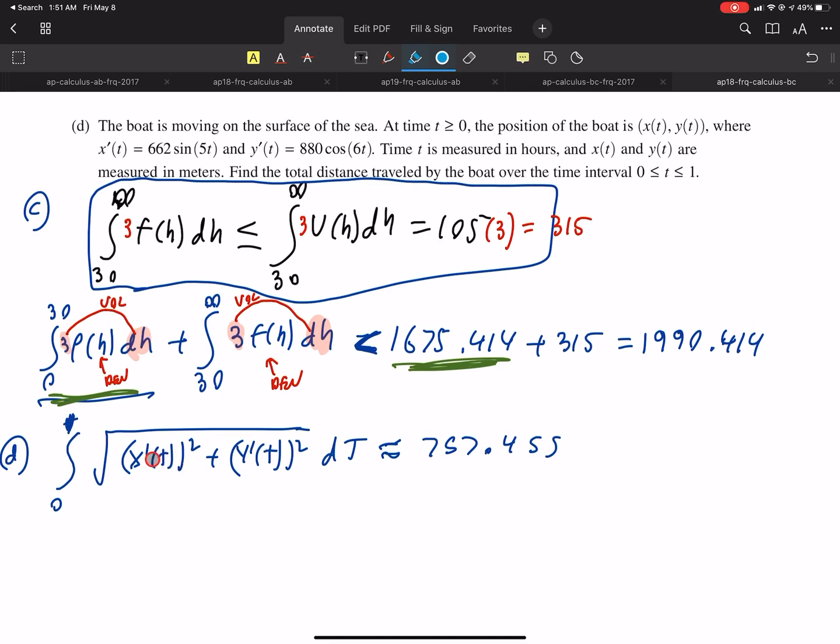Well, x prime is given, I put that in my calculator. Y prime is given, I put that in my calculator. And you just pop this in your calculator, you get the answer, you're done. Now, the scoring guideline actually summarizes it and says the total distance traveled by the boat over the time period from 0 to 1 is, and they give the answer in meters. Now, traditionally, in previous ones, they didn't have you write that out, so I would assume you wouldn't need that. But I'm going to leave the answer like this. I'm going to kind of do some research and let you know if it's otherwise. That's it.